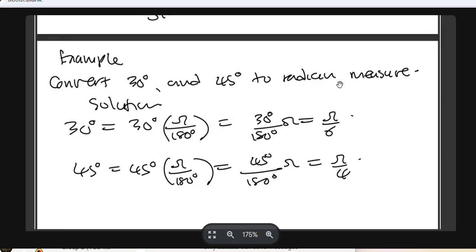Okay. Let's see now. What if you have an angle in radians? You want to get the angle in degrees.